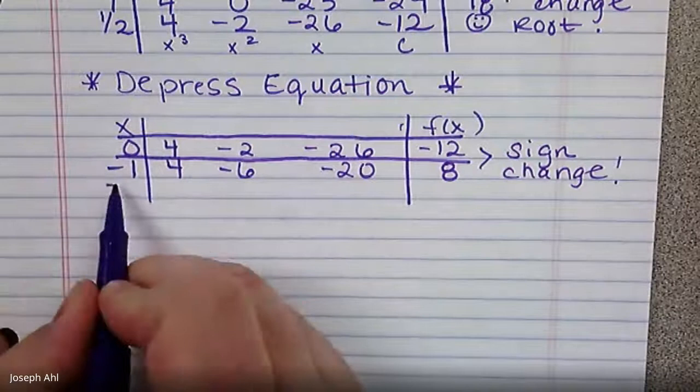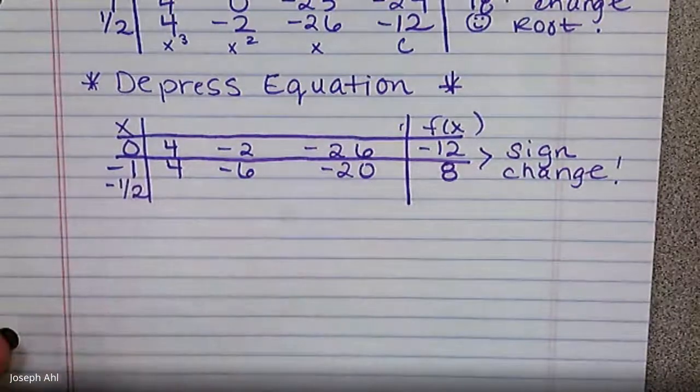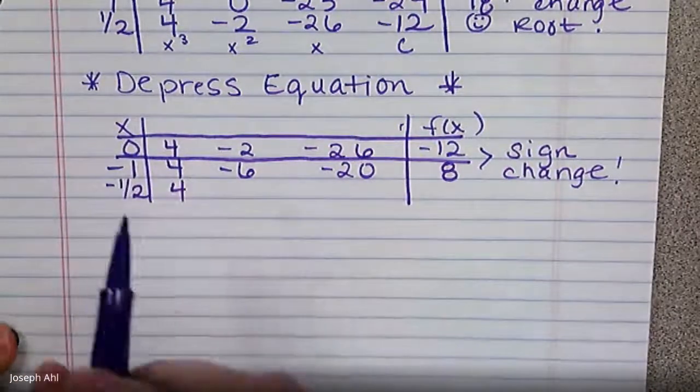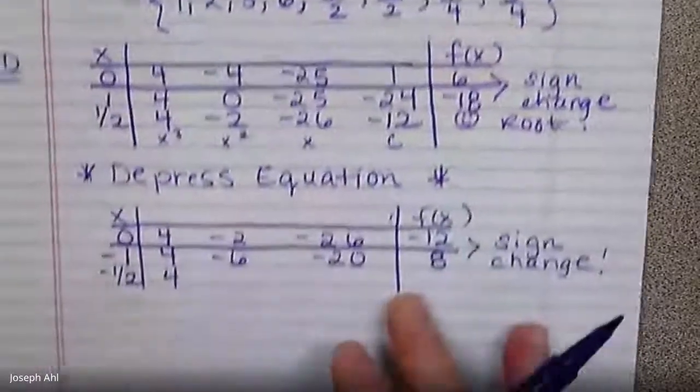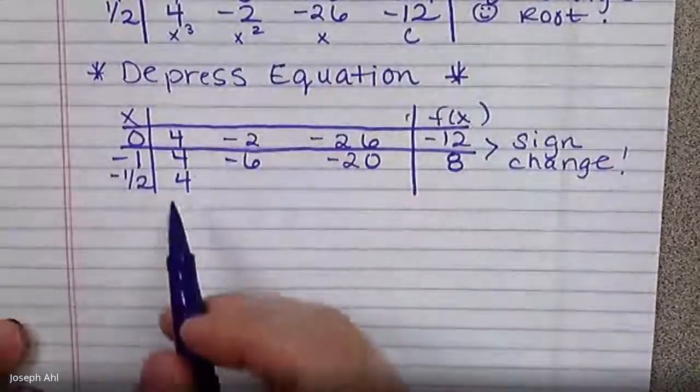Do you think we'll get lucky enough that it happens to be -1/2? I don't know. I mean, we could try it. If not, we have 2 other options. We have -1/4 and -3/4. So we have some other things that we can try if this doesn't work.